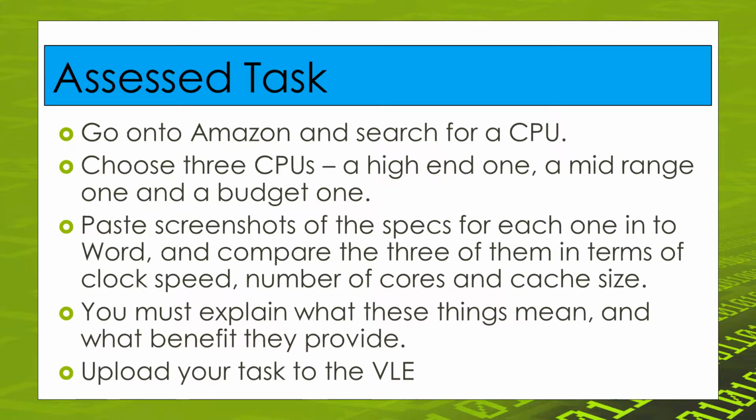Your assessed task for this lesson is to go onto Amazon or any other online retailer and search for a CPU. Choose 3 CPUs, a high-end one, a mid-range one, and a budget one. Use the price as a guide. Paste screenshots of the specs for each one into Word and compare the 3 of them in terms of clock speed, number of cores, and cache size. You must explain what these things mean and what benefit it would provide.